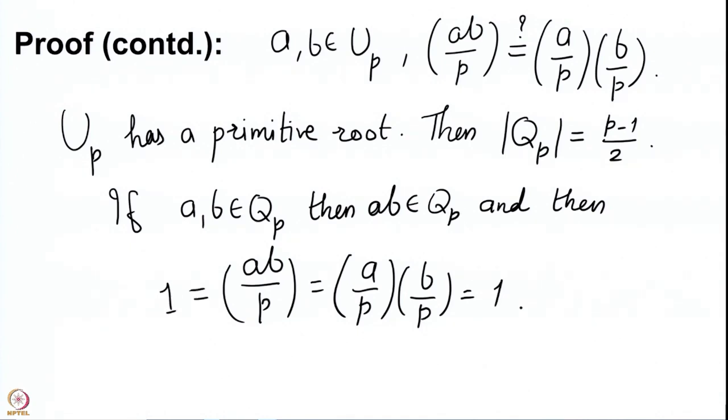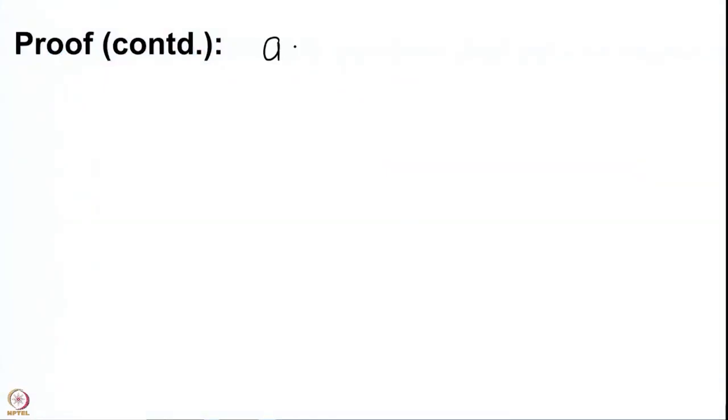Now, we have to deal with the case where one of the two is in Q_P and the other is not in Q_P. And then finally, we will have to deal with the case where none of those two is in Q_P. So, those are the only two conditions that we need to verify our proof in. So, we start with A in Q_P and B not in Q_P.